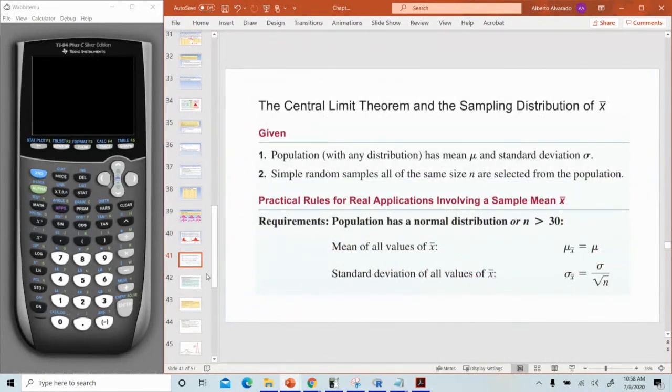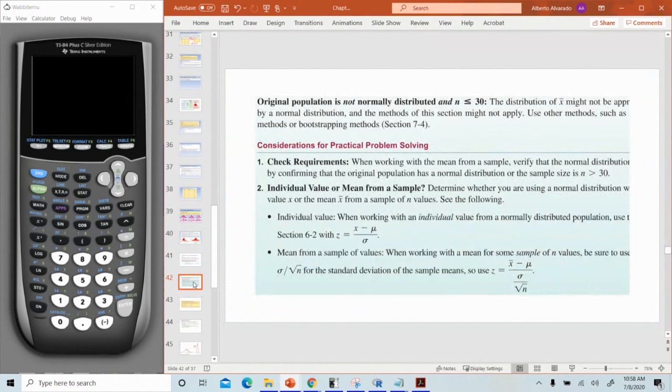This kind of says the same thing. We'd want to check requirements. One of the requirements is, if the original population is not normally distributed, then n is less than or equal to 30, but the distribution of X bar might not be approximated by a normal distribution. I don't think we'll be able to get into any questions yet, but that's going to be one of the main things. Is the original population normally distributed? If yes, you can use these results for the central limit theorem.